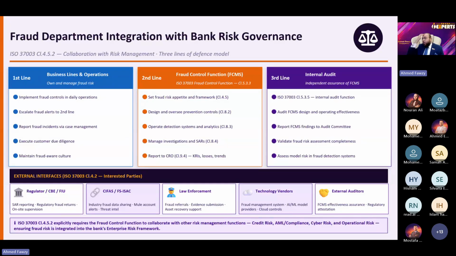And the third line can be your internal audit department. Your internal audit department can be an extra level of assurance that your fraud control function is functioning well, and an extra level to check that there is no lack of coordination in closing the issues or the fraud, or that wrong procedures were followed between the business lines, the operation, and the fraud control function. I can control this by the third layer, we call it internal audit.